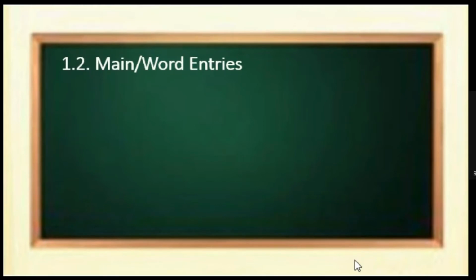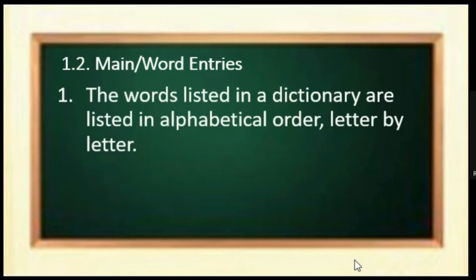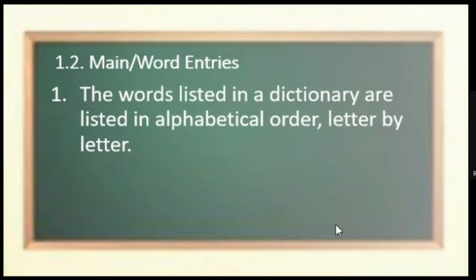So these are the words that are listed in the dictionary, and they are listed in alphabetical order, letter by letter. Okay, so I have an example here. This is an example of a page from the dictionary. So it's alphabetically arranged.